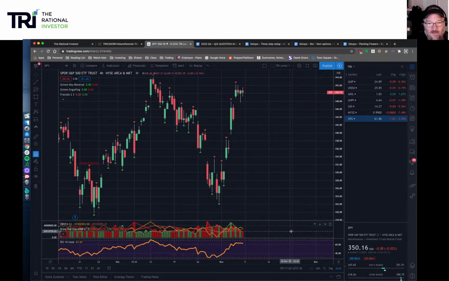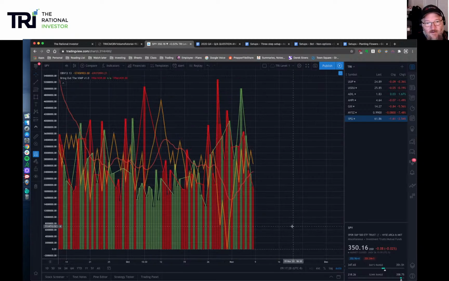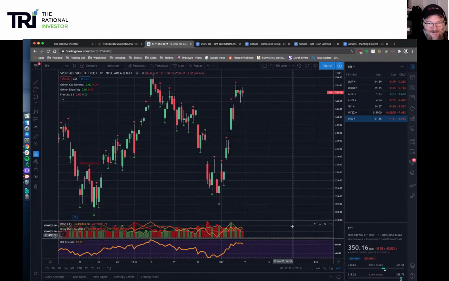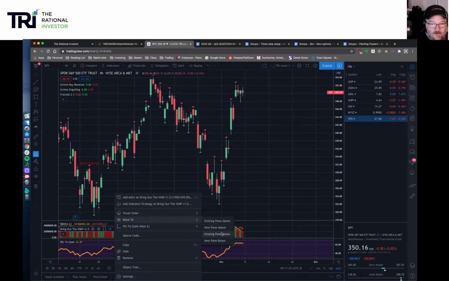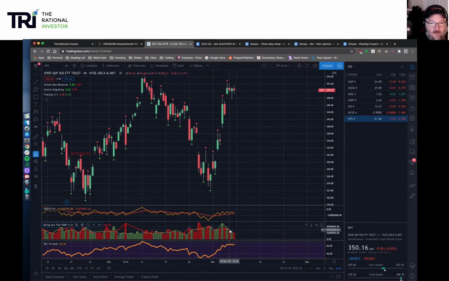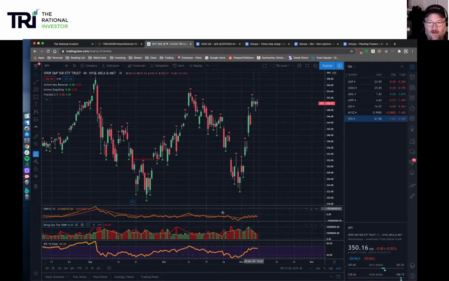So you could do that. That might be a little messy though. I don't know if that's clearer or less clear for you all, but that's the way you can do it. And there's nothing that says you have to overlay these, right? You can always go to new pane below and look at them as separate panels. There's nothing wrong with that, right?